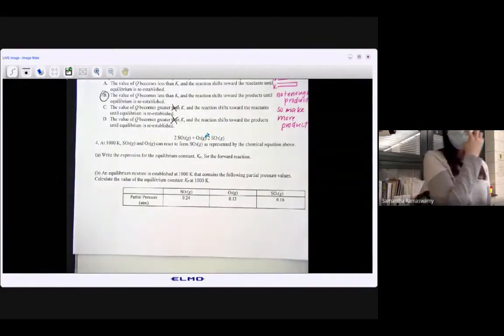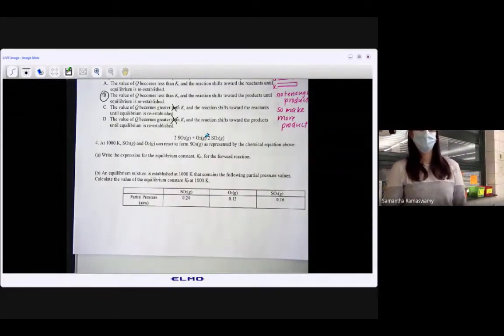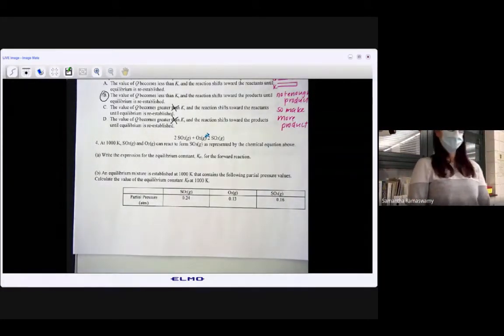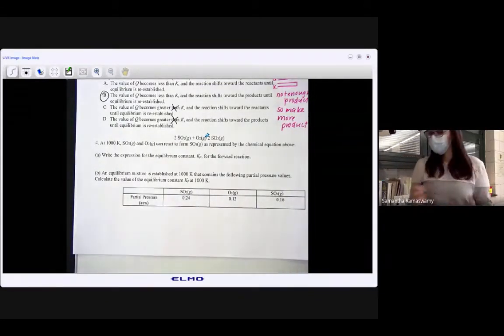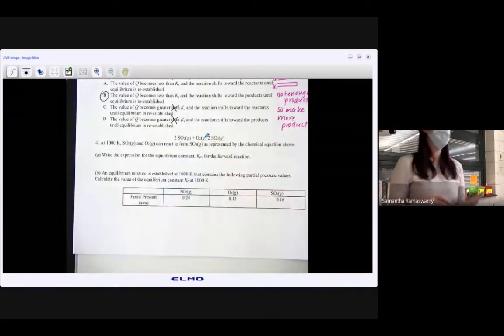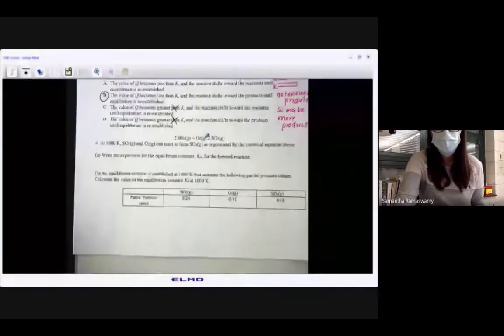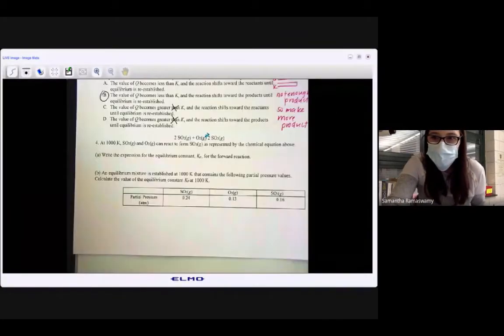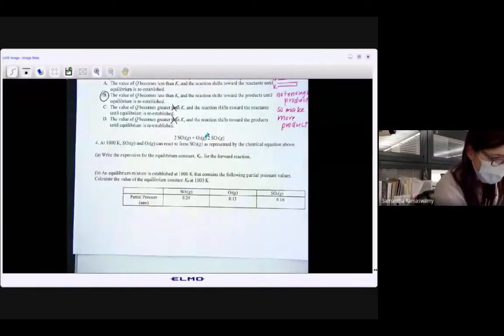Now I want you to answer part A. You should be able to do part A. Write the expression for the equilibrium constant Kp for the forward reaction. When it says for the forward reaction, that just means SO2 and O2 are your reactants, SO3 are your products. So write the Kp expression.